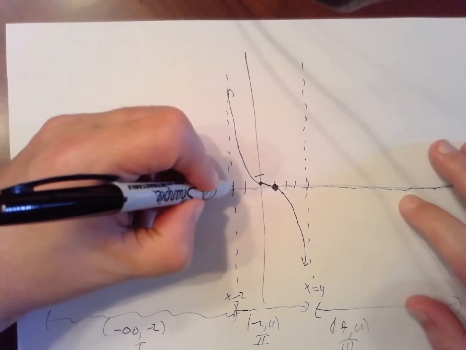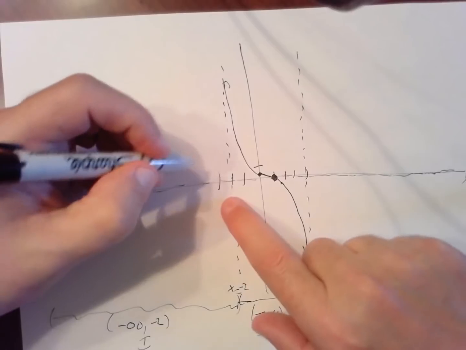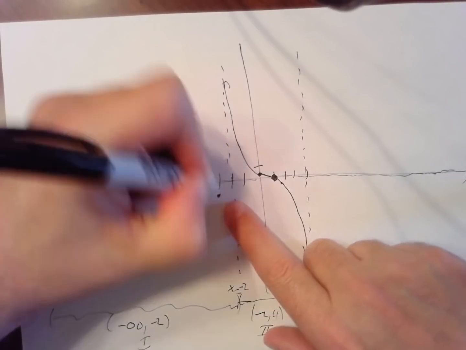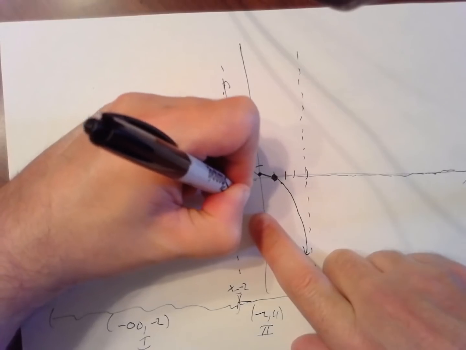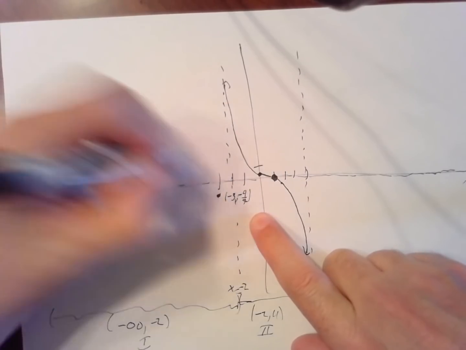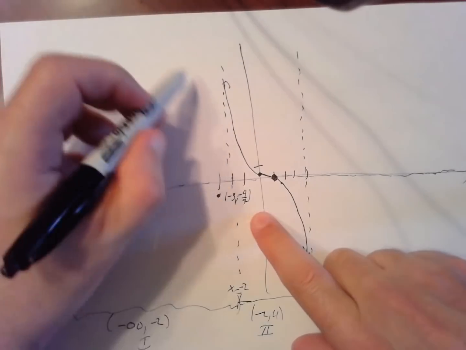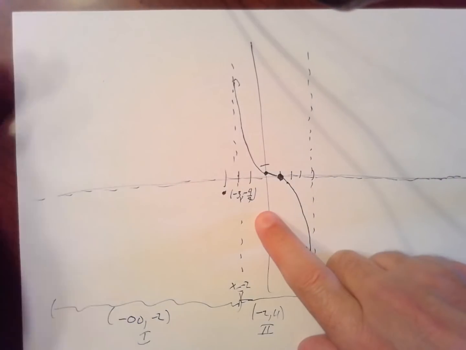So, -1, -2, -3, -4/7. I'm going to label it. Just going to estimate. Okay, there's a point. That's all I needed to get this section of the graph done.